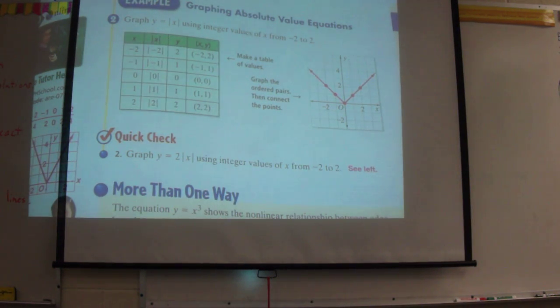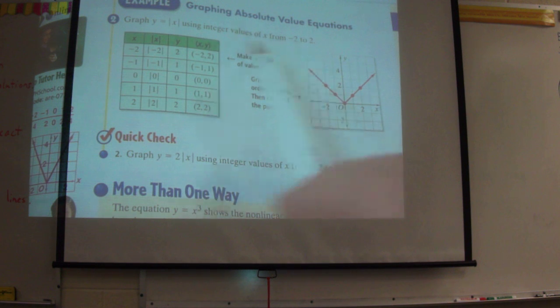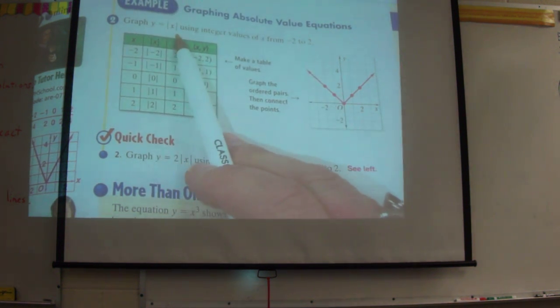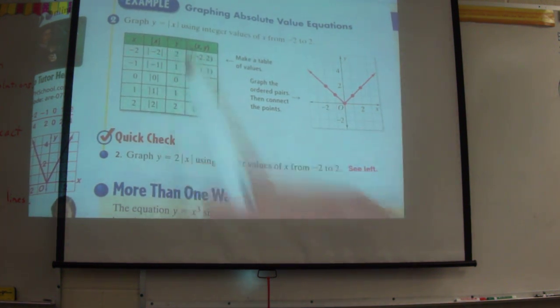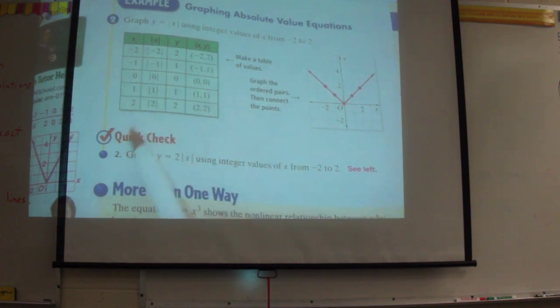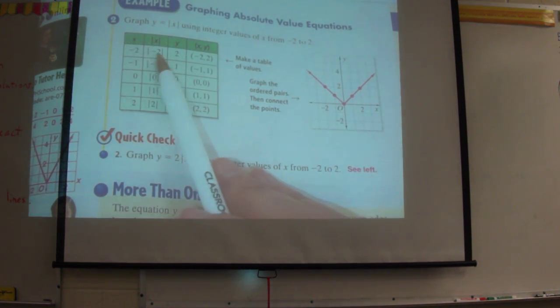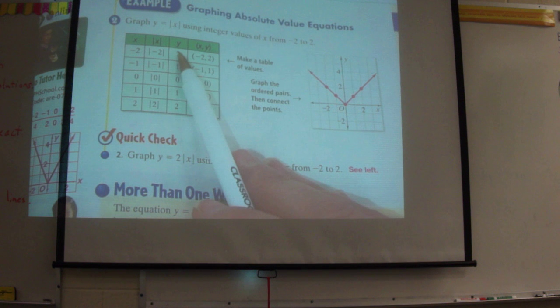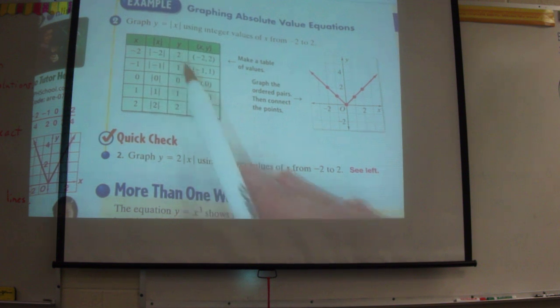So on the top of page 505, we're going to look at the second kind of non-linear equation we're going to work with today. And this shape, this V shape that you see at the top, is created when you're talking about absolute value. You'll notice that the equation says y equals the absolute value of x. So in our table we have x, then the absolute value of x would be the rule, and so y is whatever the absolute value of x is.